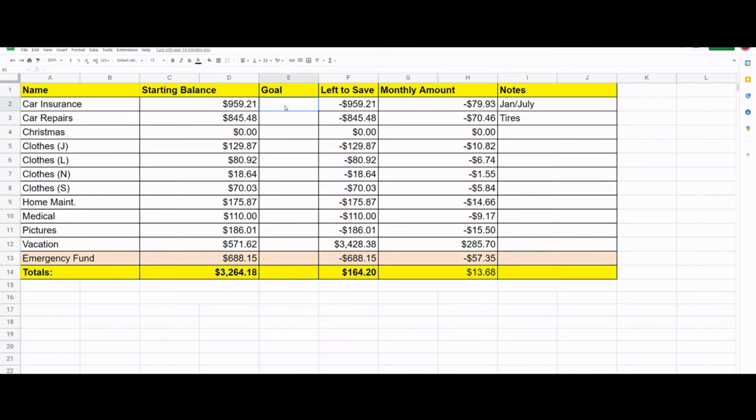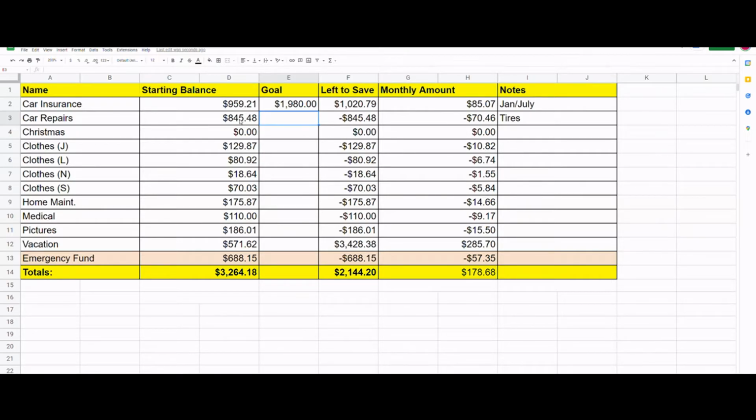And so now I'm going to go in and plug in our goal amounts for 2022. For our car insurance, our goal is $1,988. And that means we have $1,020.79 to save. And this section here gives me the monthly amount. So this is how much I need to save a month for car insurance. It is $85.07. We pay our car insurance every 6 months in January and July. I do this because we actually end up saving a little bit of money versus paying every month.